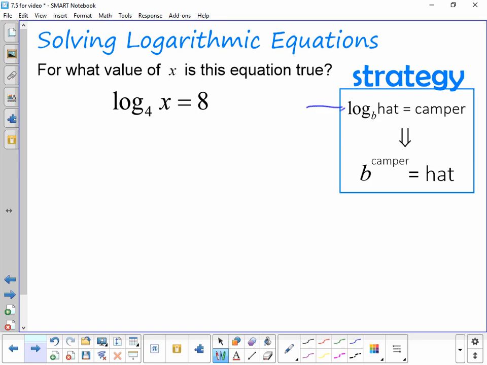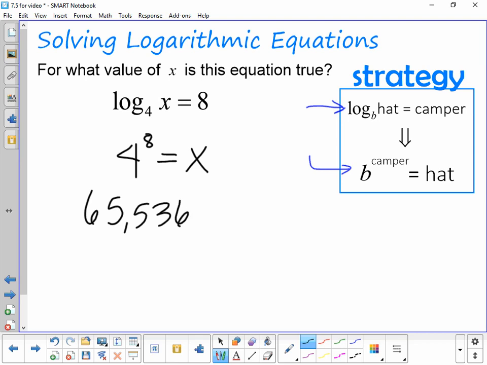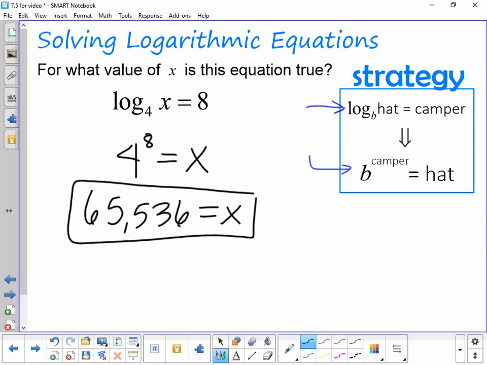So we have something that looks like this. If we turn it into an equation that looks like this, an exponential equation, then we can easily solve it. So we have here a base 4. And if we rewrite this equation, it will be 4 raised to the power 8 is equal to x. And essentially, we're pretty much done. We just need to calculate what 4 to the 8th power is. And that happens to be 65,536. So rewriting a log as an exponential can solve the equations pretty easily.